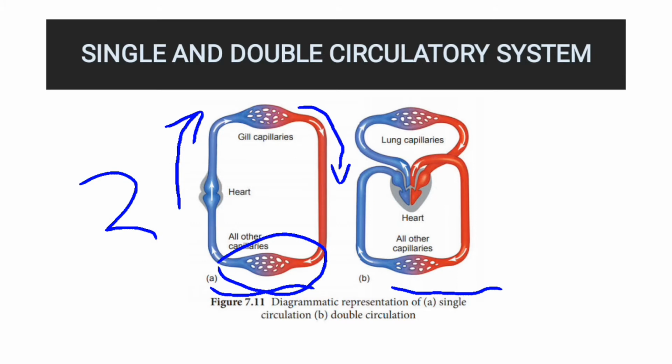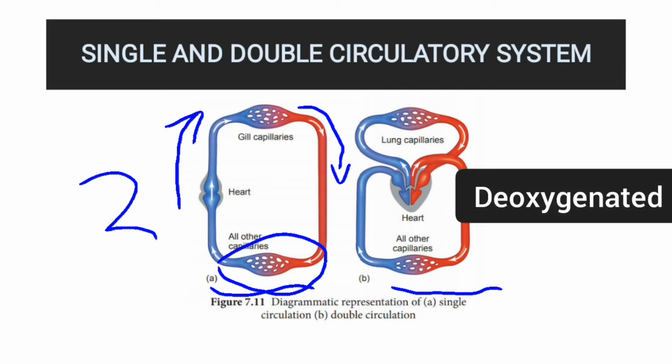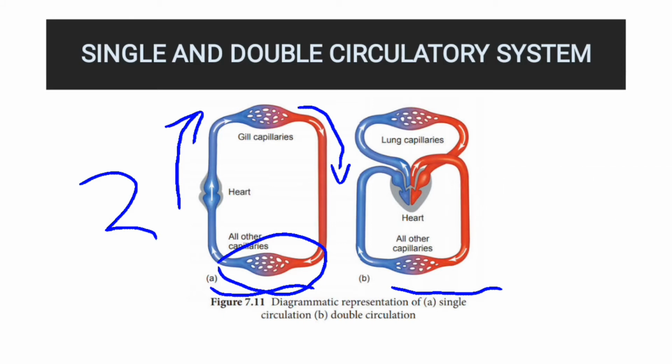In that process, carbon dioxide, which is a byproduct obtained from those other tissues, is accumulated into the blood, and oxygen is taken into those tissues. That makes the blood become deoxygenated. Hence, it flows back to the heart again, and when it reaches the heart, the process will just repeat itself the way I explained earlier.